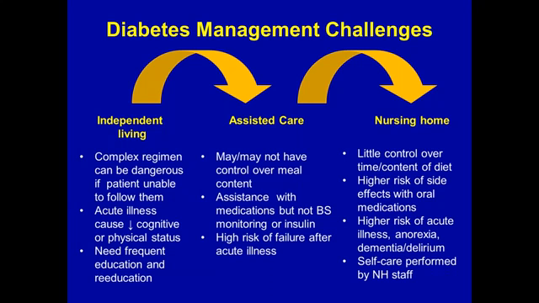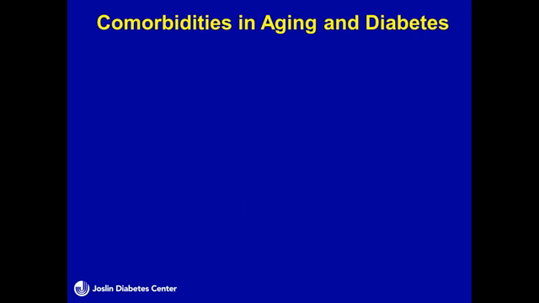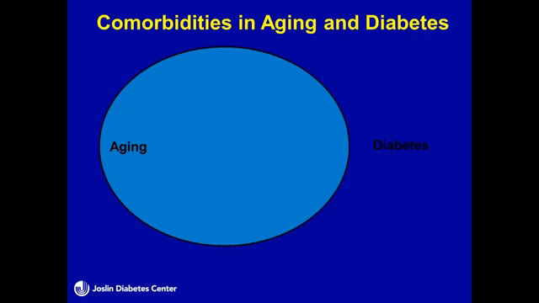And I want to point out that many of the nursing home staff may have a high turnover, and that may actually increase the risk of possible complications or reduced monitoring. So when we think of diabetes in the aging population, we have on one side the aging, on the other side the diabetes.